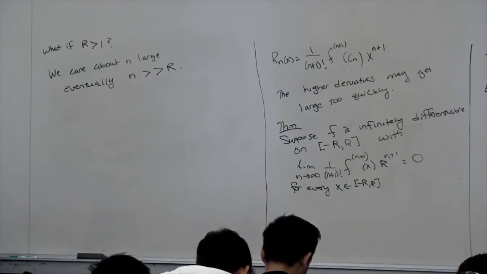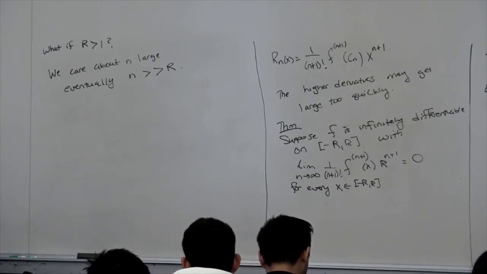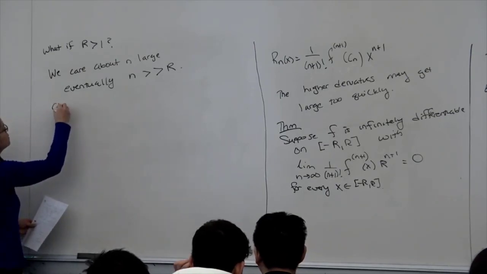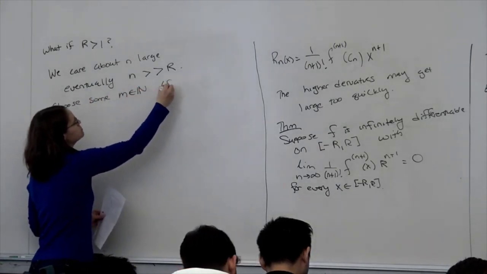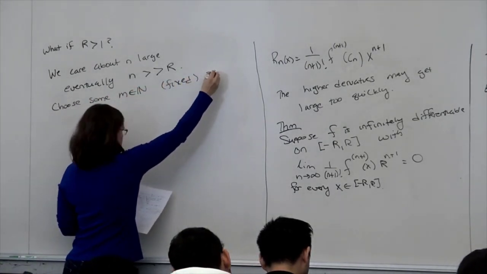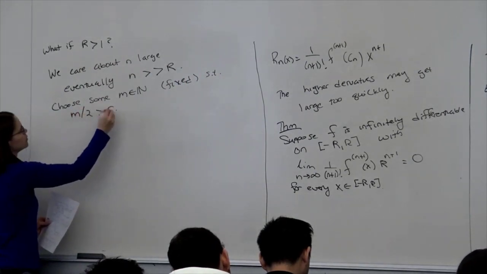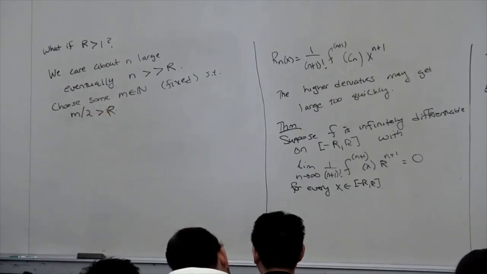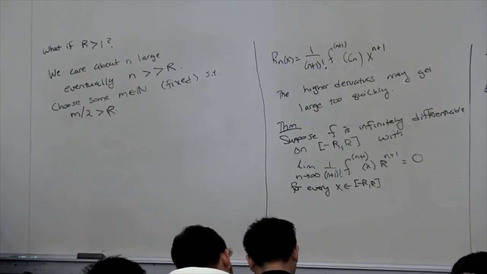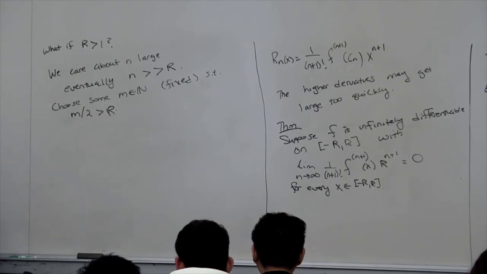Okay, so I'm going to pick an integer where roughly this transition happens, where they become approximately equal. So let's just choose some fixed m, such that, let's say, m over 2 is bigger than r. Eventually this will happen. Eventually we find an integer that's bigger than 2r, and then we're happy. And now we're going to say what happens as n gets large.